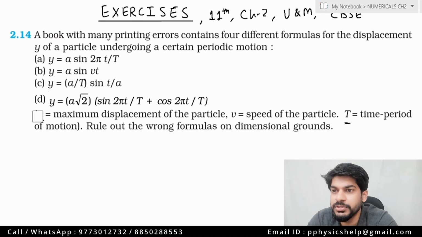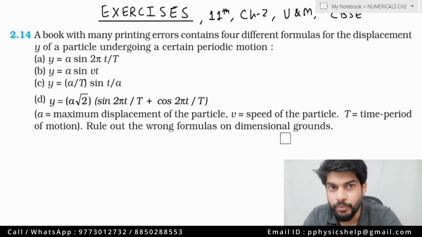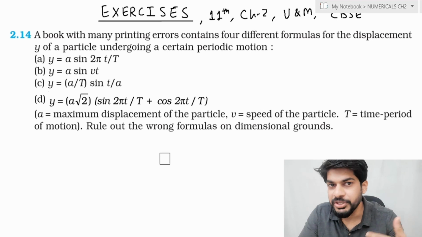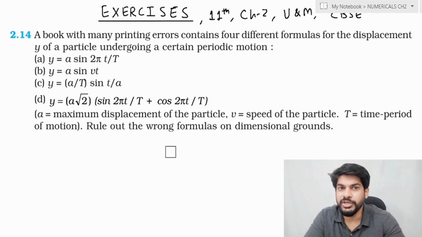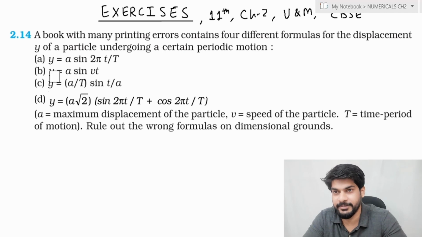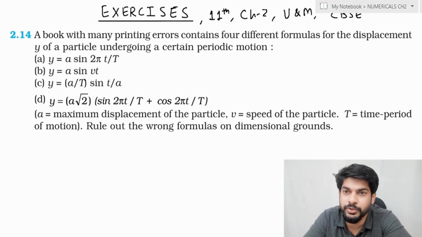Now what we have to do is rule out the wrong formulas on dimensional grounds. So using dimensional analysis, checking the dimensions of the equations, find out which equation is wrong, which equation is incorrect, which equation has got errors, printing mistakes like here. So that is what we have to do in this question. So let's analyze each one of them.